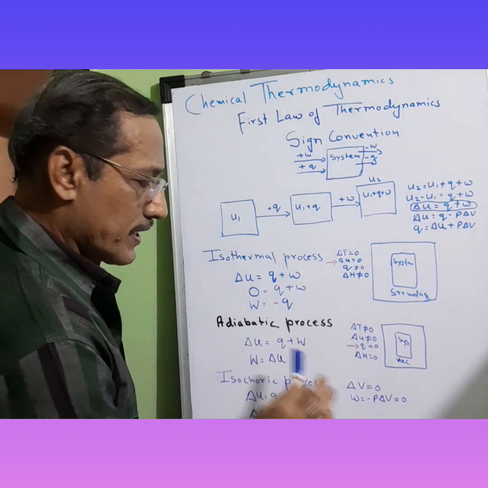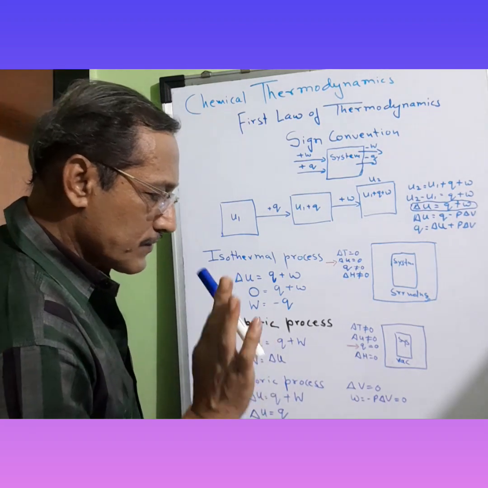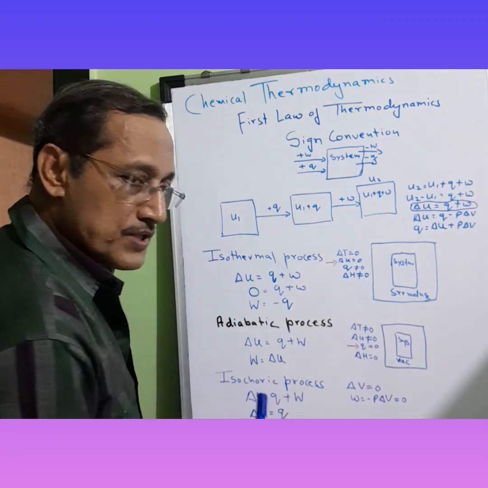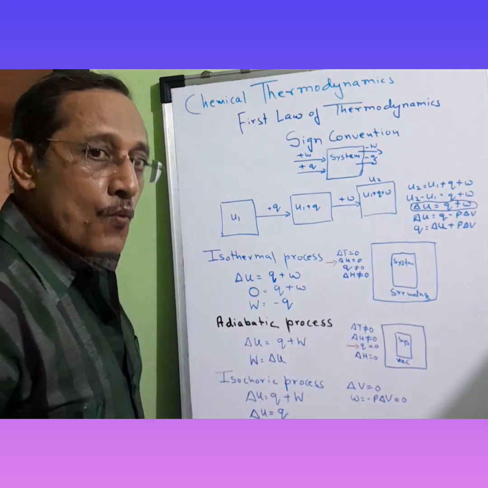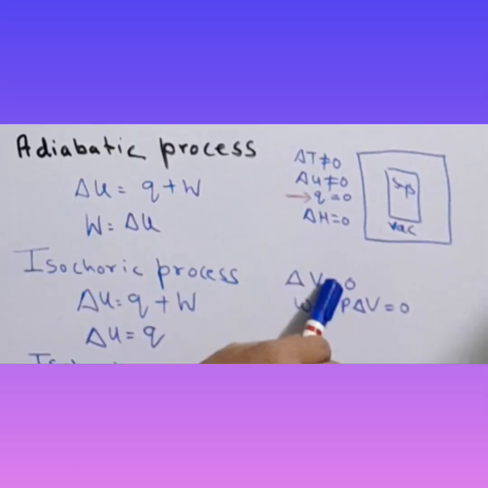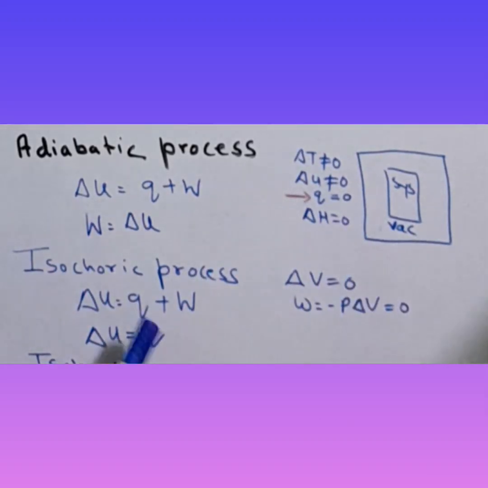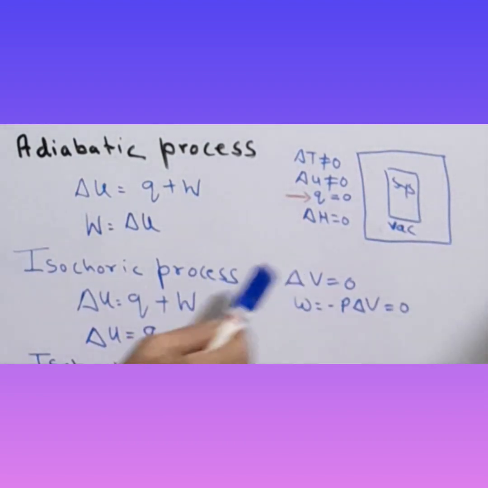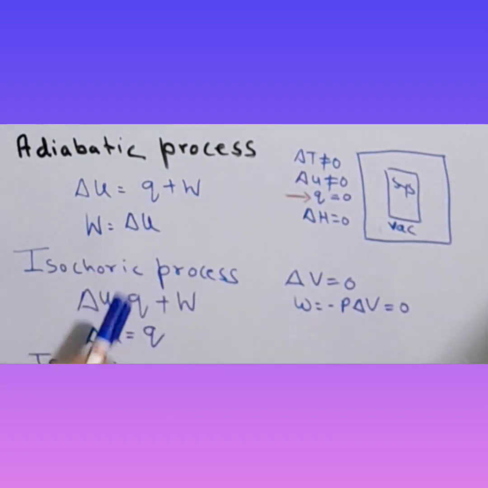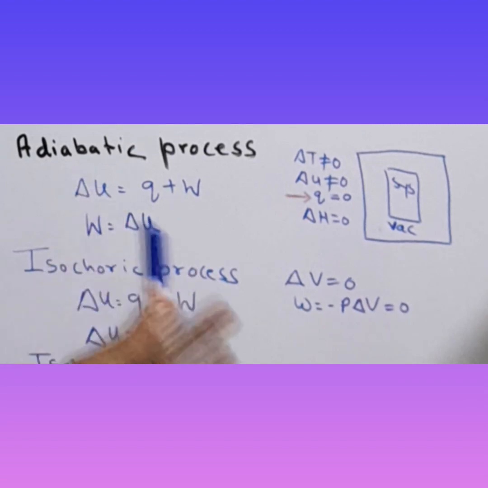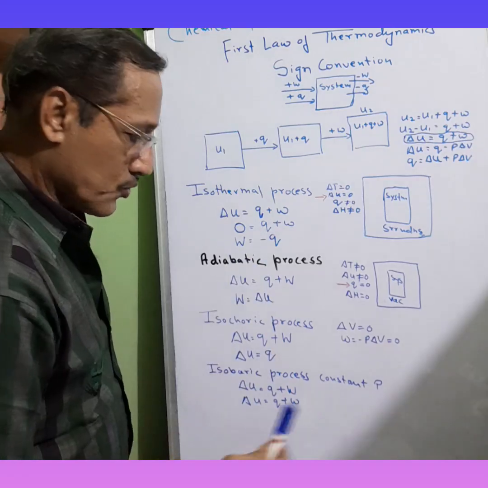Now what happens in the isochoric process? In the isochoric process, we know that del V is equal to 0. Iso means same volume, so V2 minus V1 is equal to 0. So obviously W, which is minus P del V, also becomes 0. So del U is equal to Q. That's about the isochoric process.